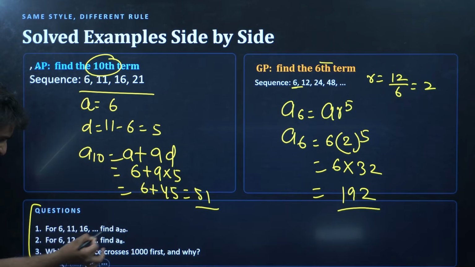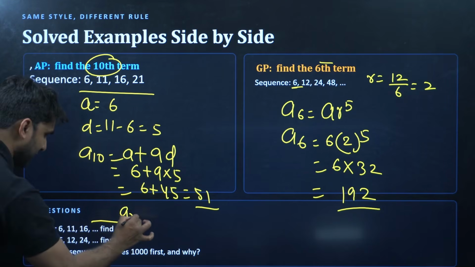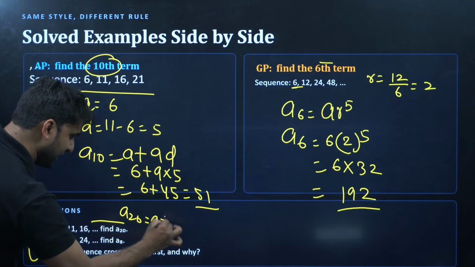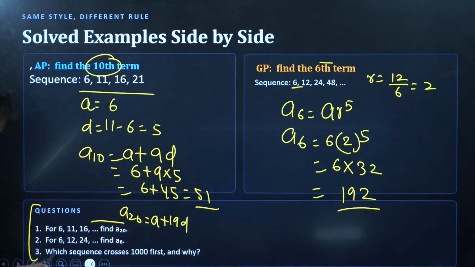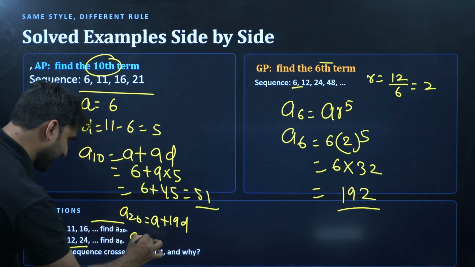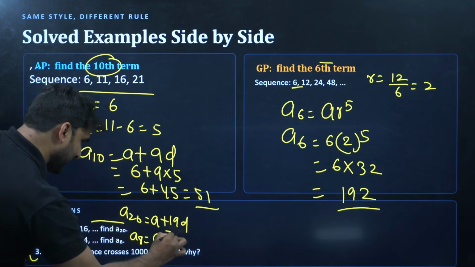So I have a few questions for you. 4, 6, 11, 16: find A20. So for A20, first find out whether this is AP or GP. So 6, 11, this is AP. So the 20th term will be A plus 19D. Use the formula. Now for 6, 12, 24, find A8. First find out whether the given sequence is AP or GP. So the given sequence is GP and we are looking for the 8th term. So the formula will be A R to the power 7.